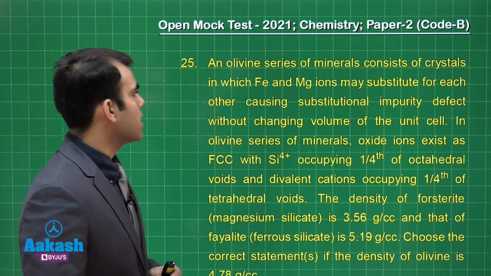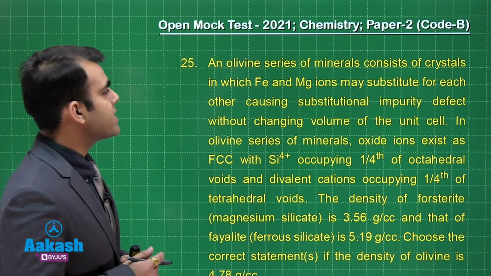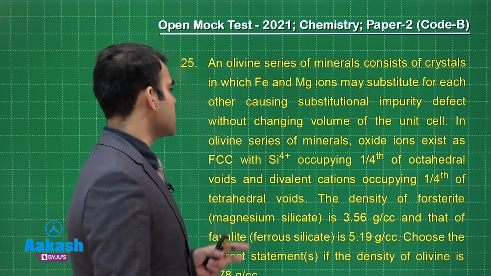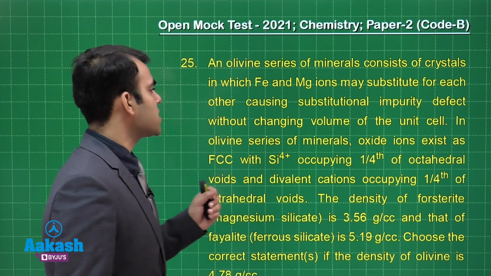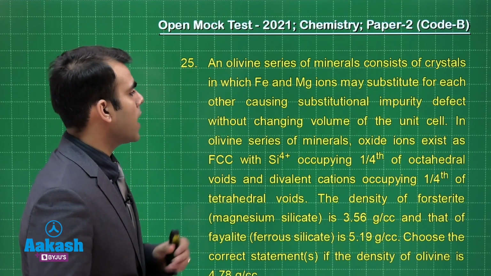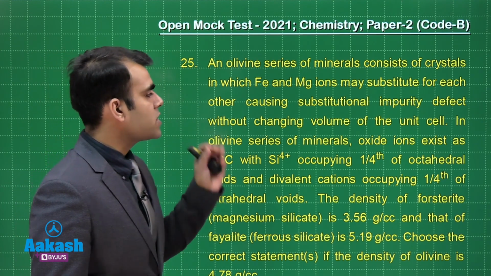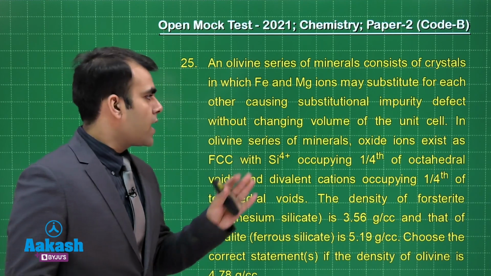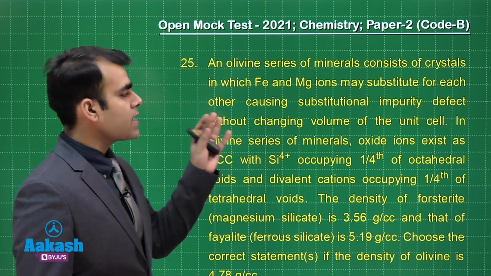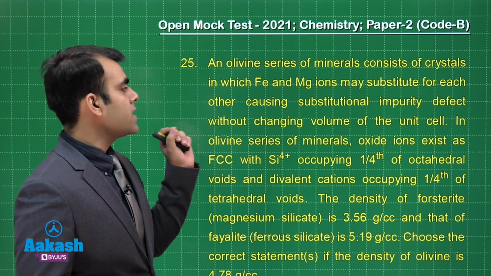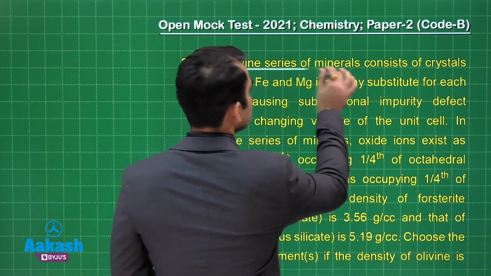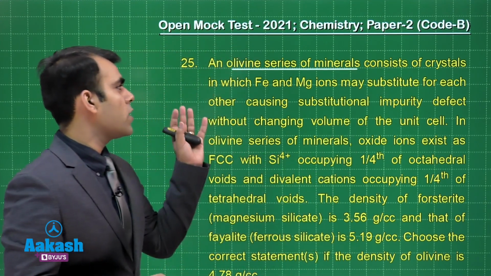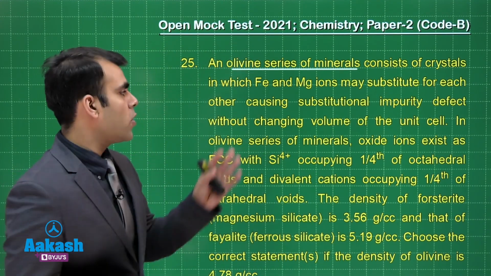Now in this question we have been given an olivine series of mineral consisting of crystals in which iron and magnesium ions may substitute for each other, causing substitutional impurity defect without changing the volume of the unit cell. Here you can see that we are talking about solid state, and in this case you have been given the olivine series of minerals. Whether you know what they are or not, it does not matter.